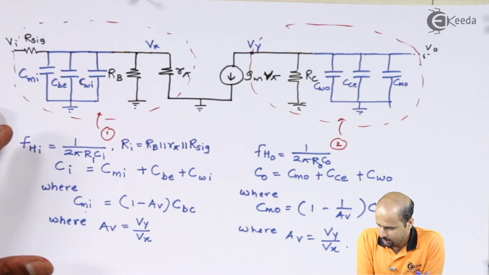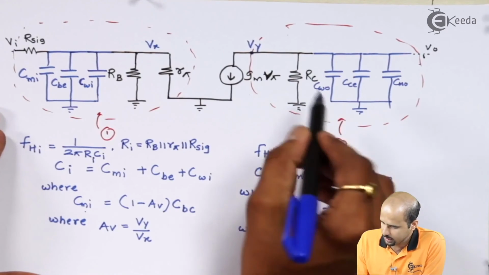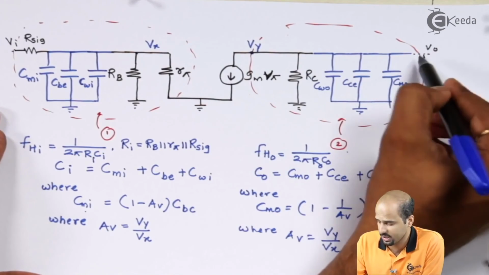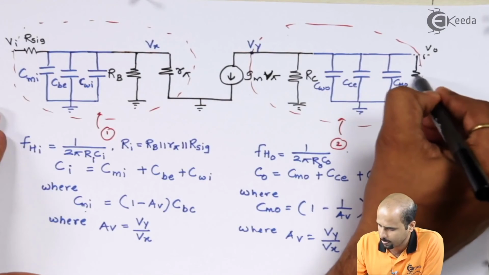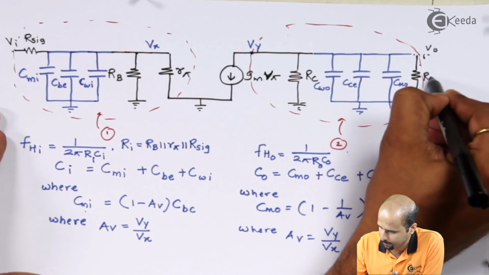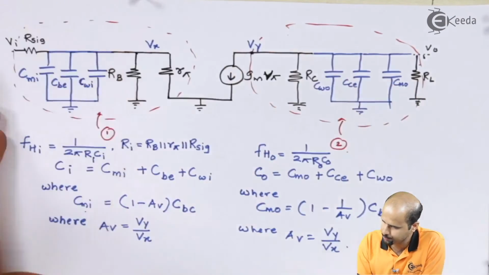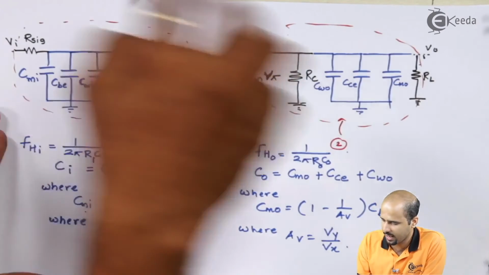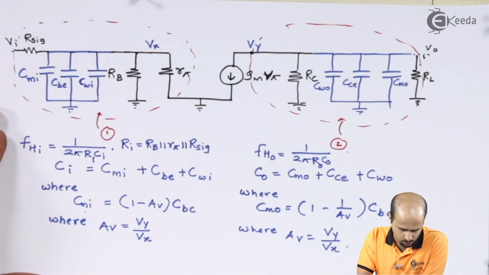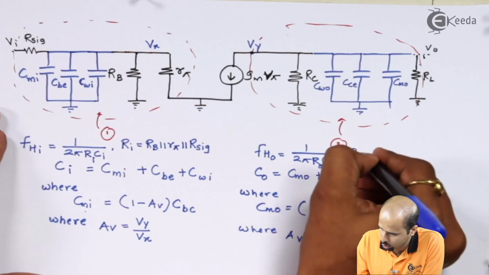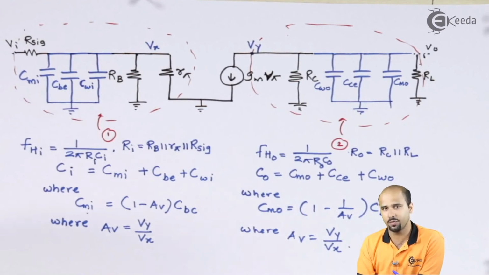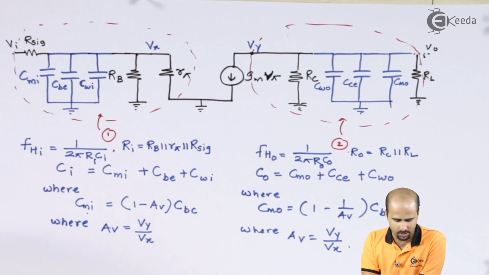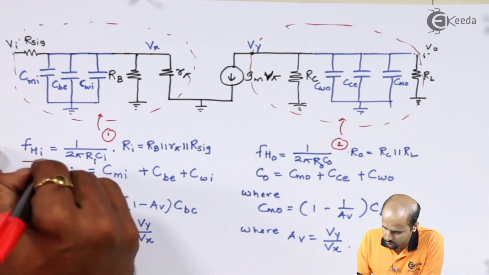Now similarly at the output side we will get Rc. If load resistance is given, we have to incorporate this load resistance. If it is given, we will say RL. Okay, so if RC and RL are in parallel, we will take this into consideration. We will say that the value of Ro is nothing but Rc parallel RL. So in this way we have got the two values.